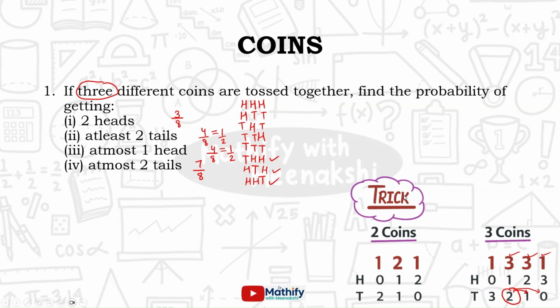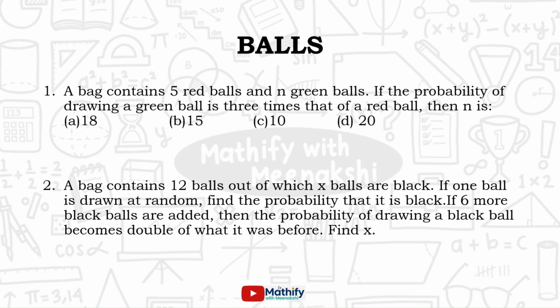Now let's move to the next topic. Balls. A bag contains 5 red balls and n green balls. If the probability of drawing a green ball is 3 times the probability of a red ball, that means, what is the probability of drawing a red ball? Let's write that first. It's 5 by total balls, and the total is n plus 5. And what is the probability of getting a green ball? That is again the number of green balls, n, divided by the total, n plus 5.